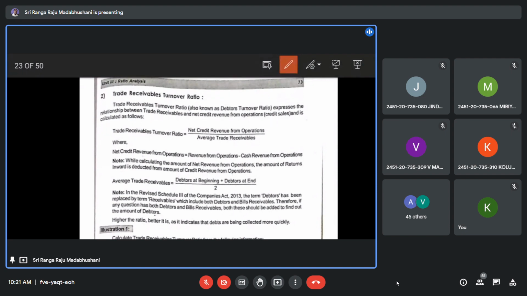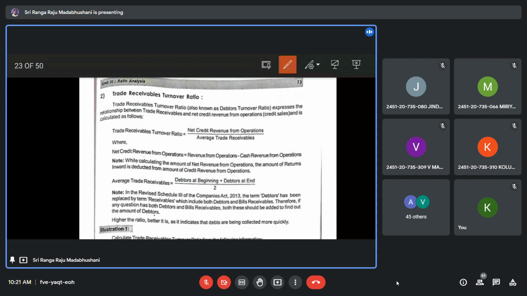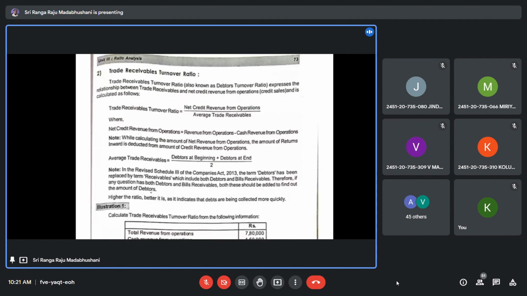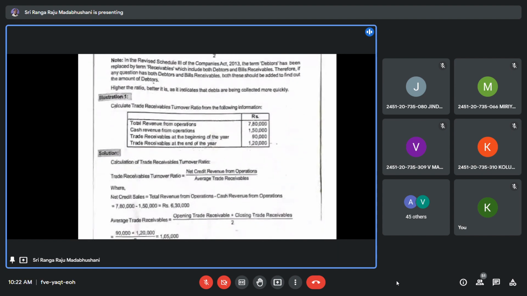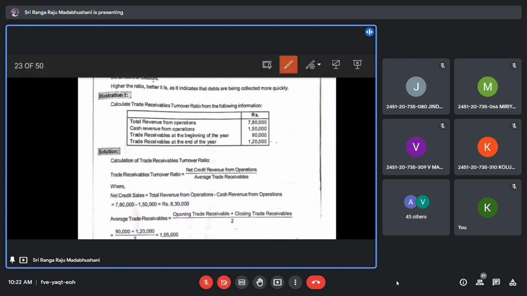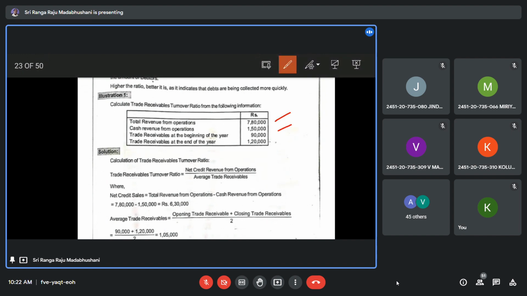So how many number of times we sold and realized shows our efficiency in collecting the money quickly. That is the efficiency of the firm. Now calculate trade receivable turnover ratio from the following information: total revenue from operation, cash revenue from operation. If you subtract cash revenue from total revenue, then you will get credit revenue. Trade receivables at the beginning of the year, trade receivables at the end of the year, average. So net credit revenue from operation by average trade receivables.